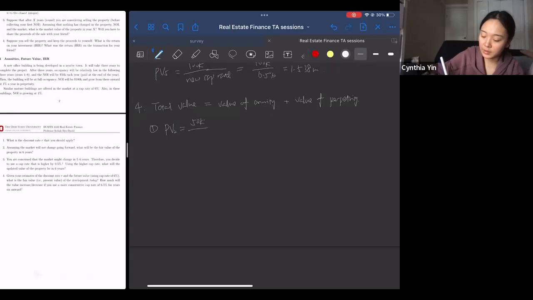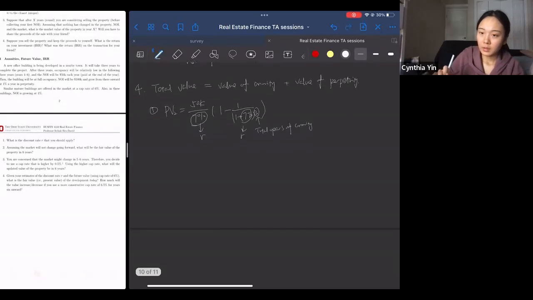This is 50K divided by 7%, because you got the discount rate from the first question, and this is the discount rate, not the cap rate. Times 1 minus 1 over 1 plus 7% to the power of 3. So this 3 is the total years of annuity. And this 7% is R.